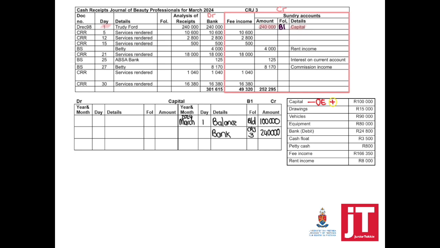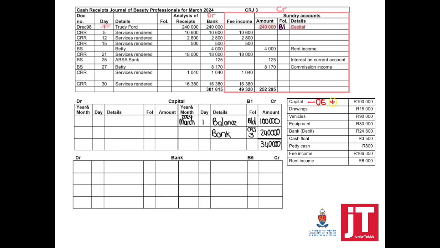There were no other capital contributions. That's why at the end of the month, which is the last step, there's nothing on the debit side. We can simply draw a line on the credit side and we can total. This is our new capital balance, 340,000. So step number 1, opening balance. Step number 2, posting from the journal. Step number 3, close off the account at the end of the month.